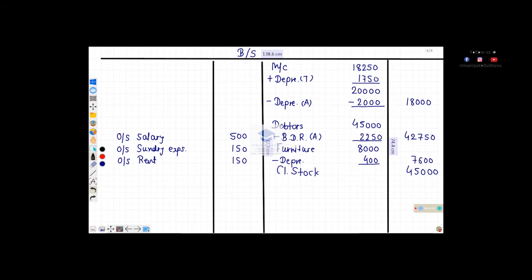Last adjustment. As per the partnership agreement, interest on capital is payable even in case of loss. So we have provided for it. Now we have done all the adjustments. Any doubt in these adjustments? Any confusion, any query? Anyone?